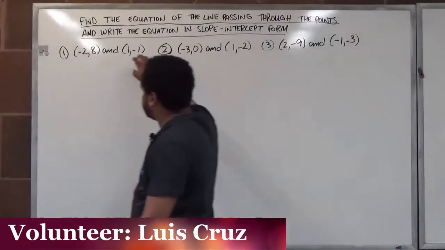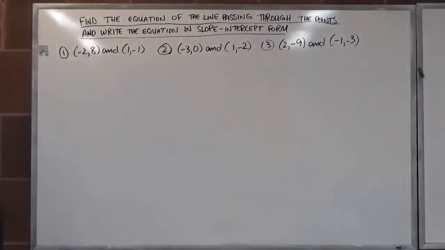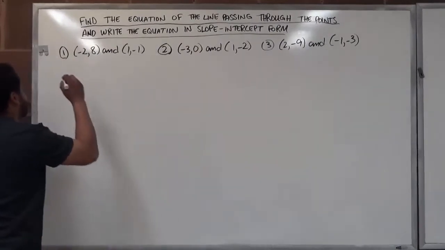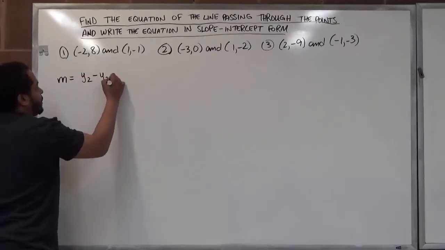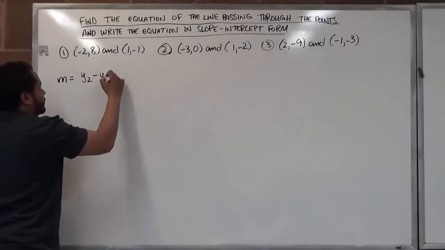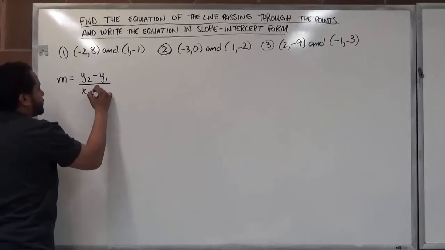We're going to be finding the equation of the line passing through the points we have given right here. And we're also going to write the equation in slope-intercept form. To do this we're going to use the points to get the slope using the slope equation, where we have y2 take away y1 and x2 take away x1.